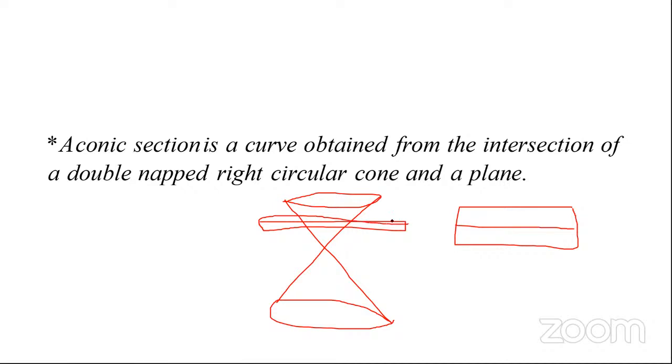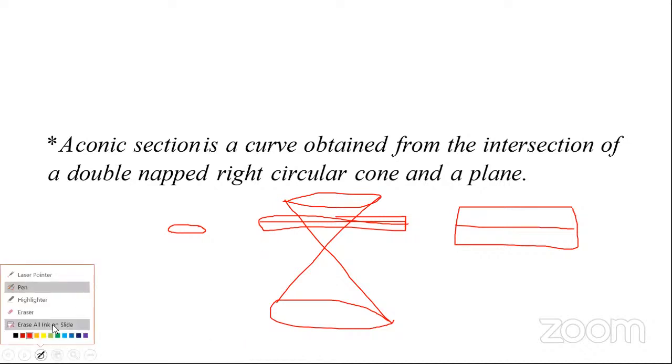So if you cut the cone, you will get different types of figures as per the angles. That is the definition: a conic section is a curve obtained from the intersection of a double napped right circular cone and a plane.